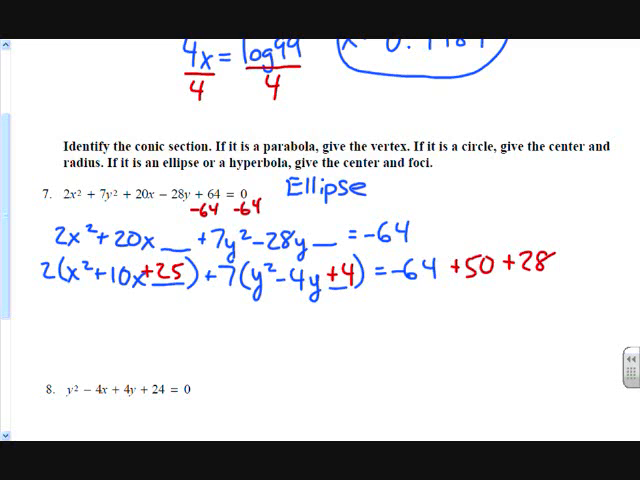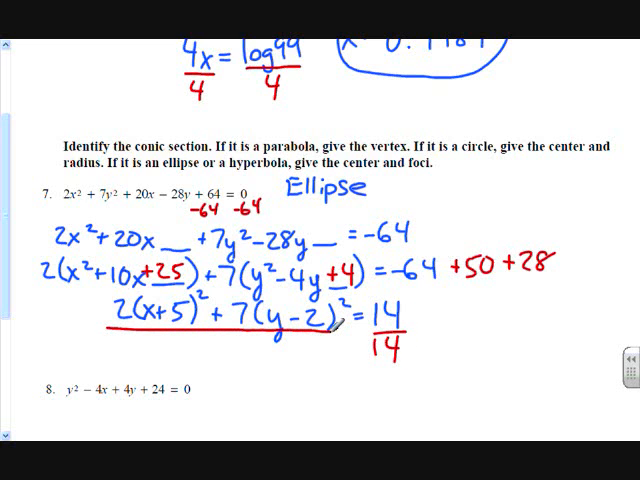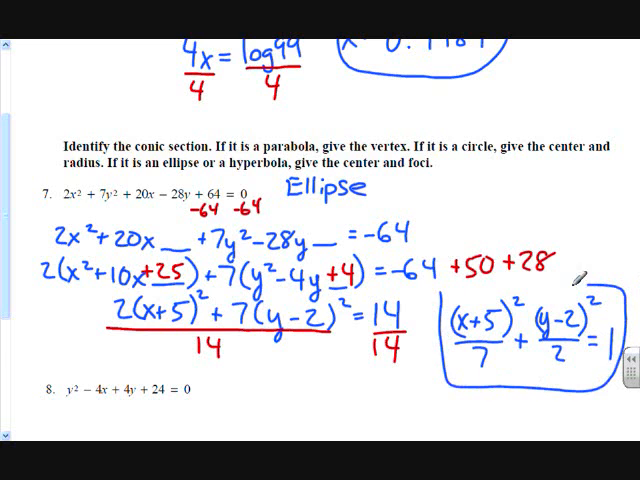So now I combine like terms. I factor. Here that's going to be 2(x plus 5) squared plus 7(y minus 2) squared equals 14. And the last thing I have to do, I need to get a 1 over here, so I've got to divide by 14. I use my distributive property to divide each piece. That's going to give me (x plus 5) squared over 7 plus (y minus 2) squared over 2 equals 1. So that's my standard form, and I did that so I could find the center of this thing. The center of this guy was negative 5, 2. And that's it.